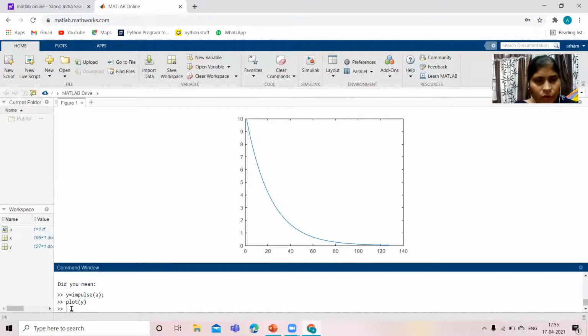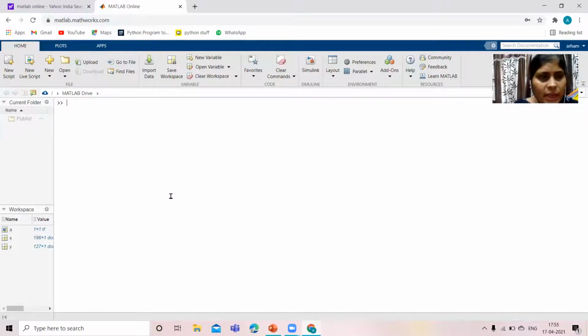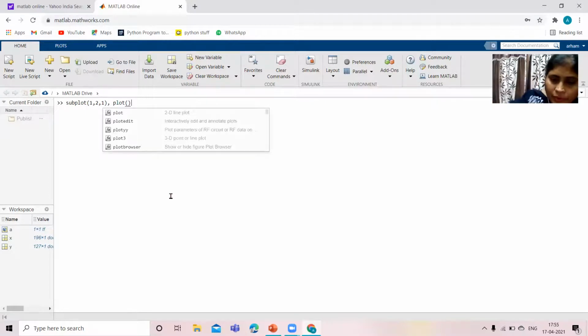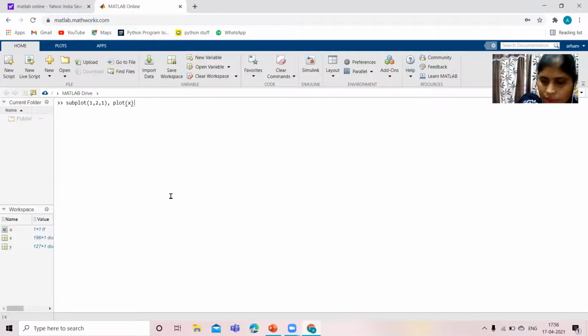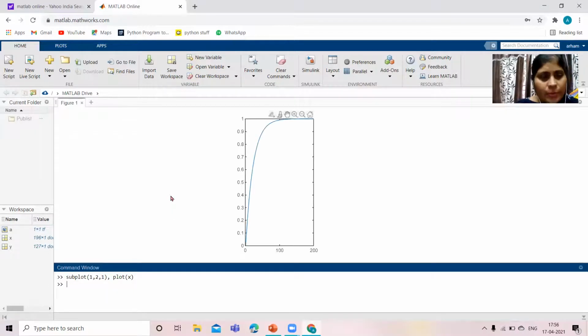If I want to watch both figures, step response and impulse response, then I can use the subplot command. So I'm writing here subplot, two plots I want to draw, and the figure which I want to plot first, let it be number 1. Then plot X. You can see this gives a plot. This is the step response.